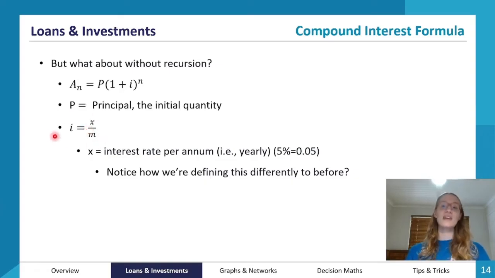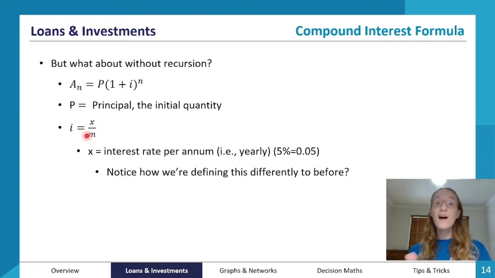But the most important thing, again, is to remember and define what it is we're actually doing. So here, we're saying that i is equal to the decimal interest rate per annum divided by the number of compounding periods, like how we defined r before. We're just talking about it a little bit differently.